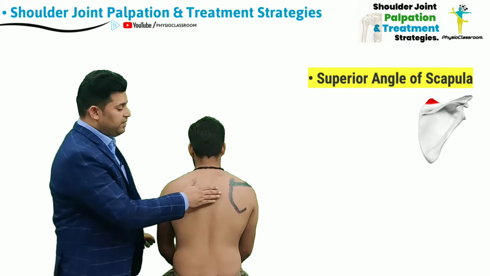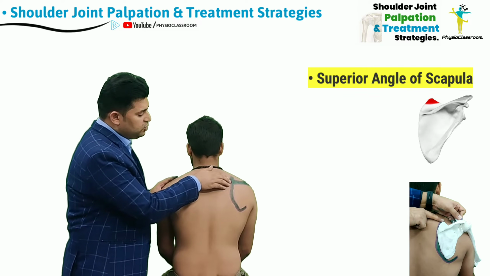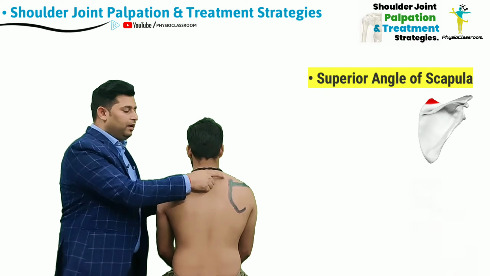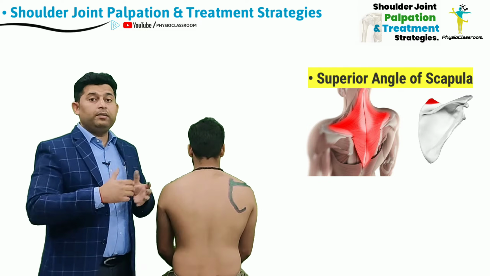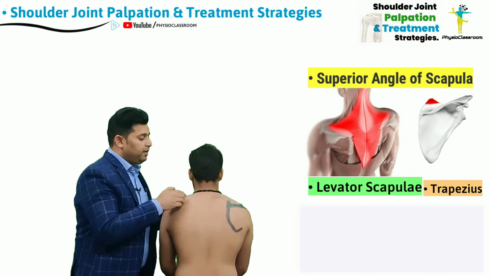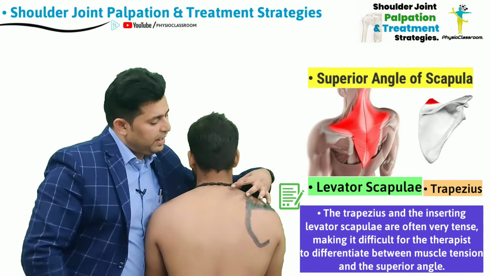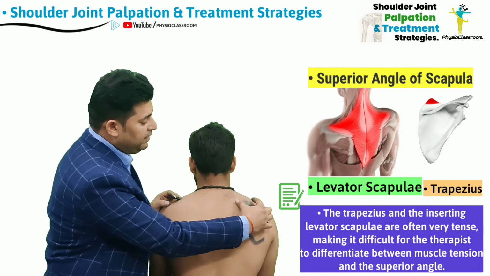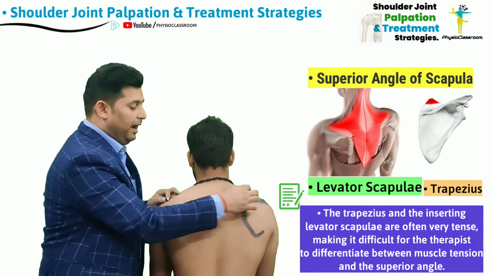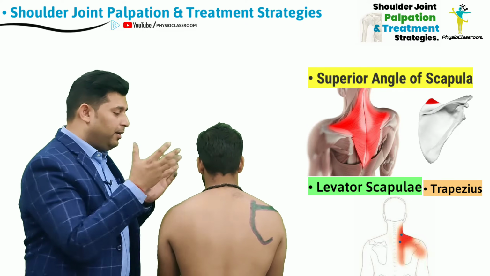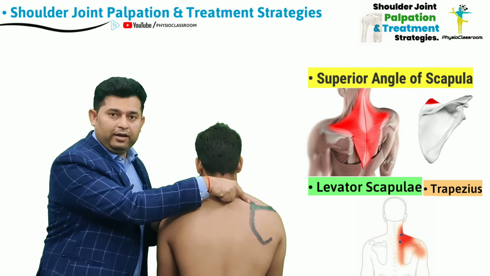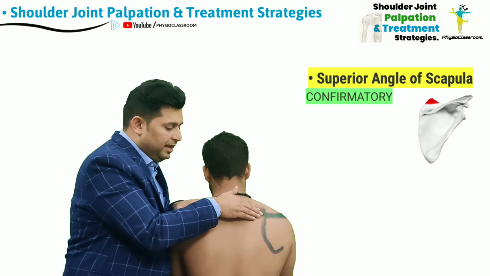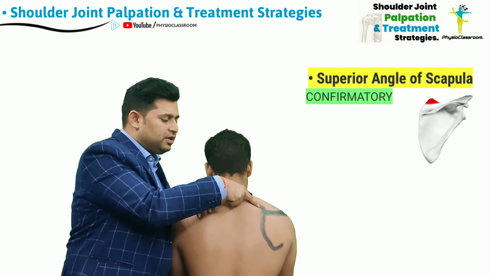The therapist next tries to gain access and localize the superior most point of the medial border of the scapula, which is the superior angle. Palpating the superior angle can often become difficult because we have the bulky trapezius muscle, the descending fibers of which run directly over the superior angle, and also the attachment of the levator scapulae in this region, and this muscle is often tensed, which can make it difficult to palpate the superior angle of the scapula.